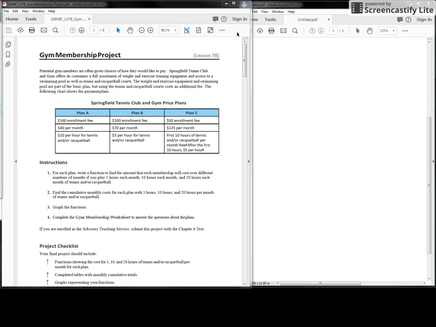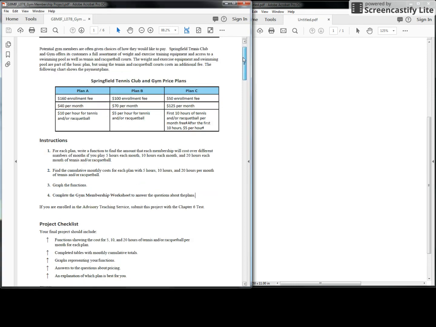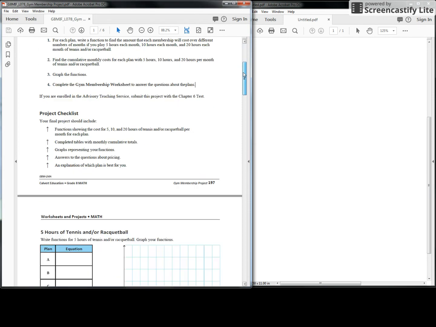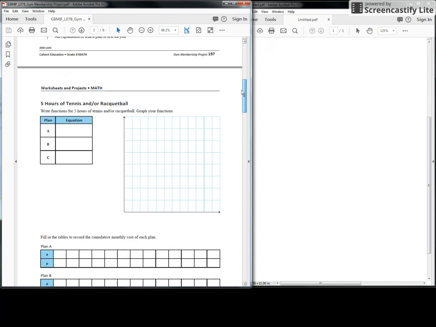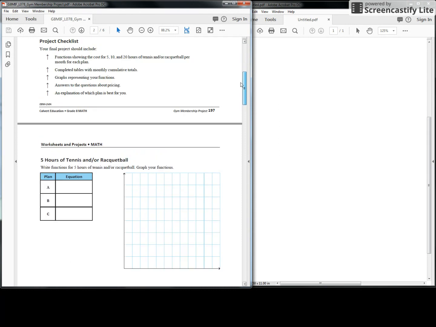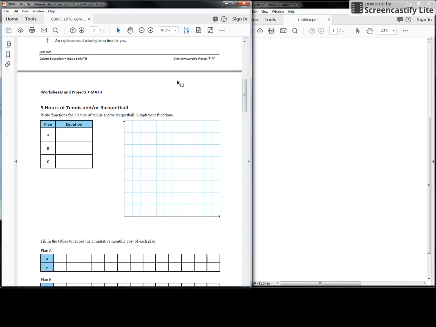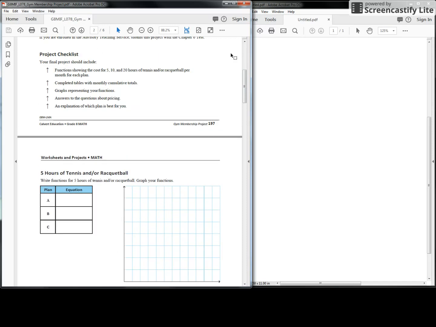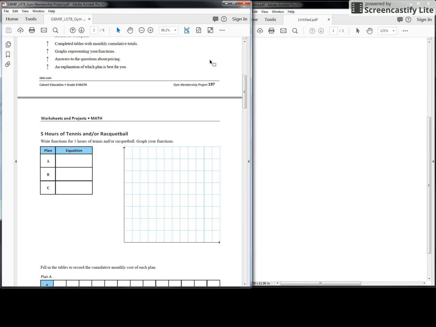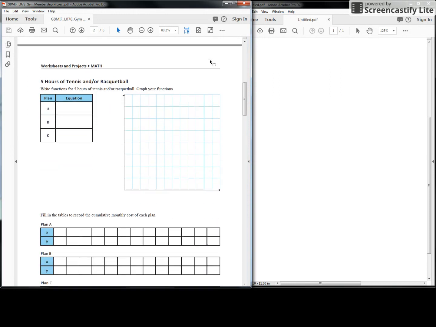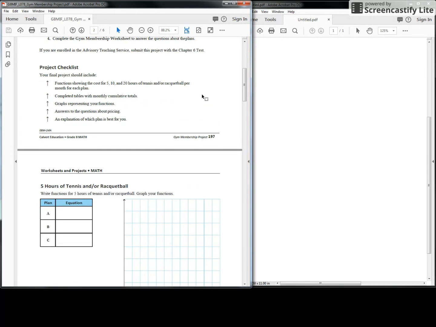And so then you can kind of come down here to the data sheet. For the project we need to make functions showing the cost for 5, 10, and 20 hours of racquetball or tennis. Then complete the tables and graph the functions. So we need to do 5 hours, 10 hours, and 20 hours of racquetball and tennis.